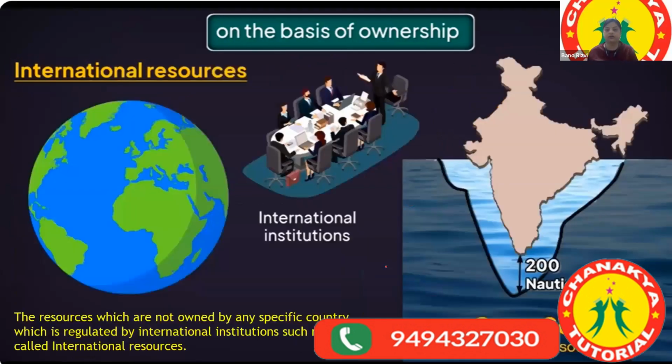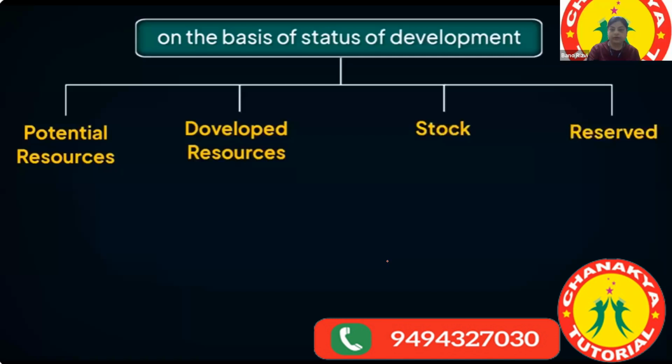Okay, now what is the international resource? These are especially the oceans, the North Pole, South Pole. These are those that a nation does not own, or you can say the open seas. This is governed by the international institutions. Okay, I'm going a little fast because we will have to end the chapter today.